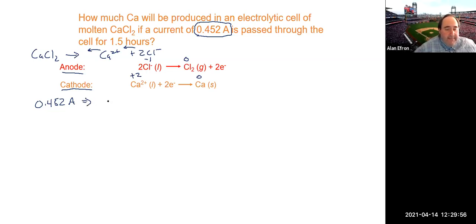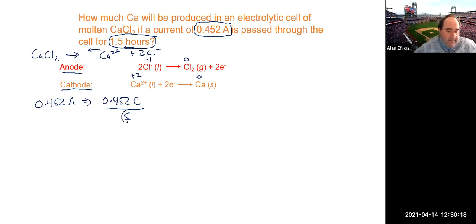That is the same as 0.452 coulombs per second. Again, an amp is a coulomb over a second. That's where our time comes into play. We ran the cell for 1.5 hours. So we do need to convert that time into seconds so that all the units cancel.